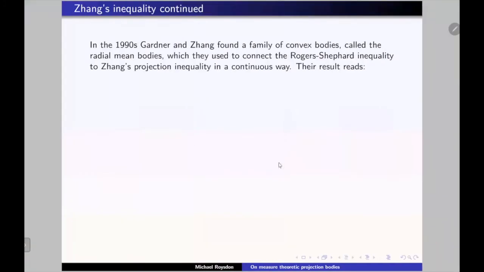So this is very nice. And in fact, even more is true. Richard Gardner and Zhang in the 1990s showed that there is an entire family of convex bodies called the P radial mean bodies, which connect this difference body, this K plus minus K, to the polar projection body of K. And as a consequence, one is able to understand the Rogers-Shepard inequality and Zhang's projection inequality as two extremes of a family of volumetric inequalities.